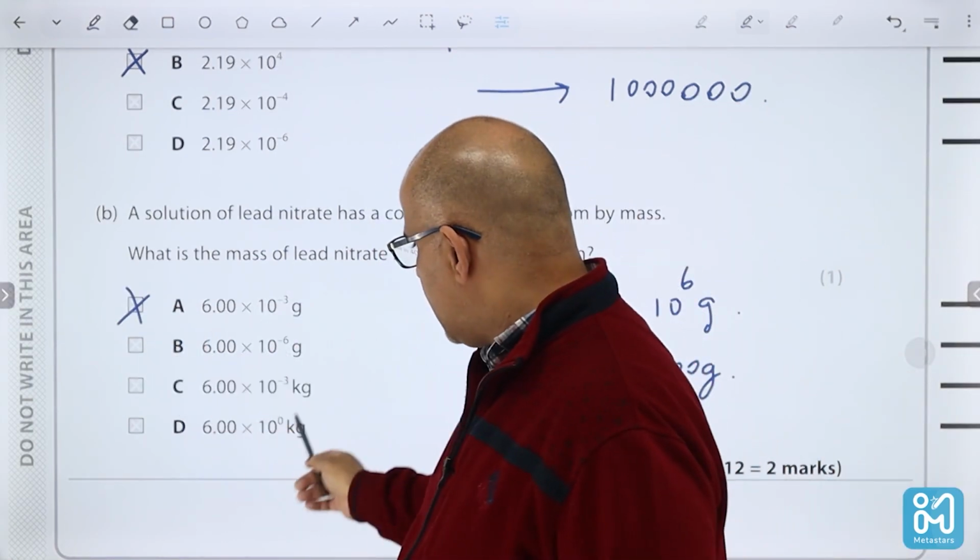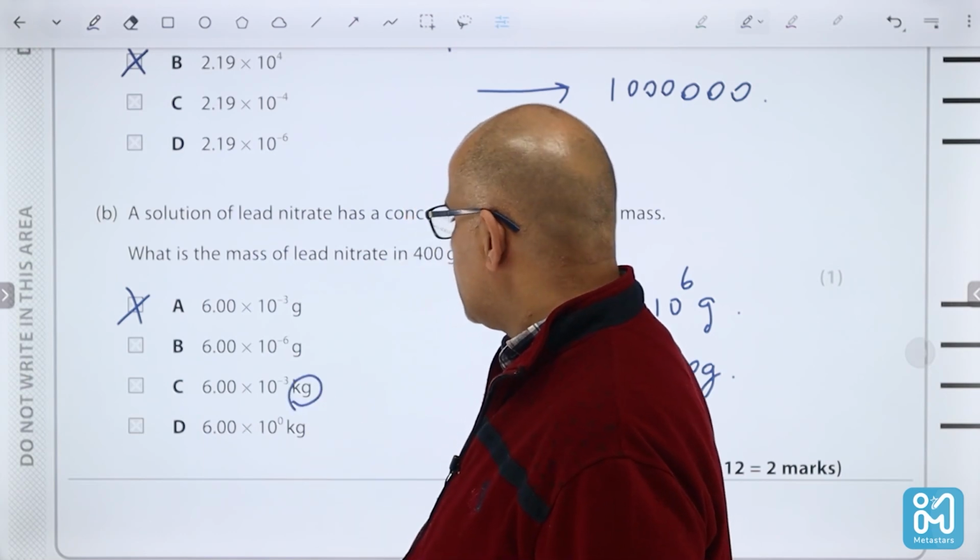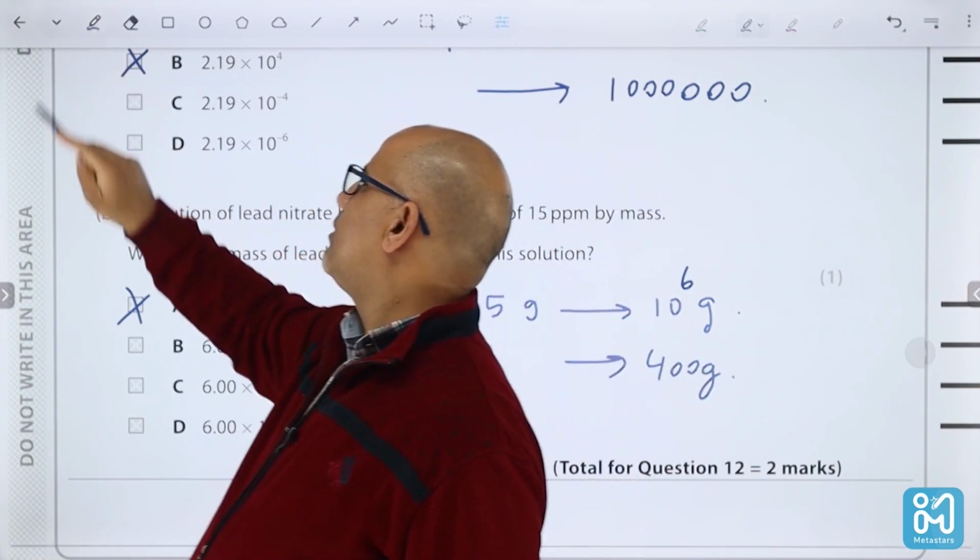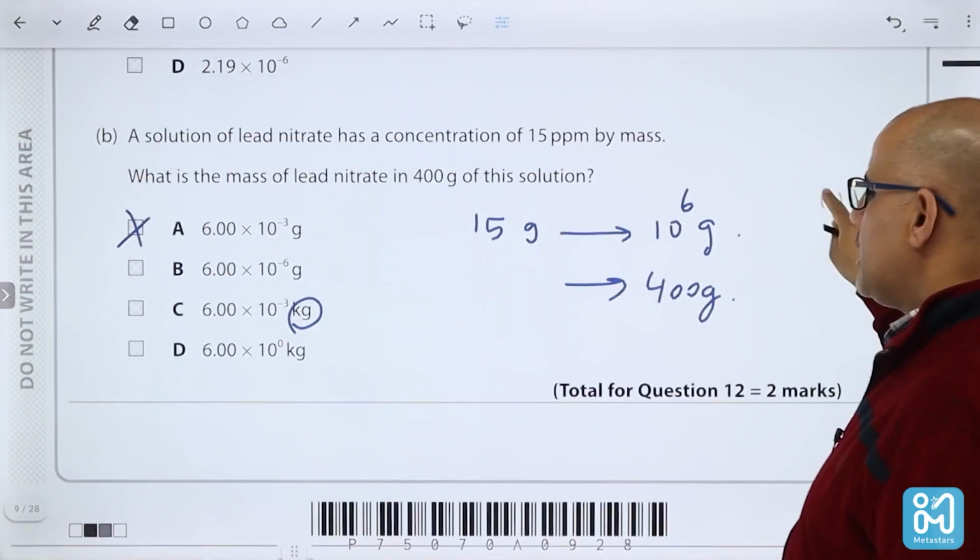Make sure that he gave you the options in kilograms, and you shall take care with the units of the answer.